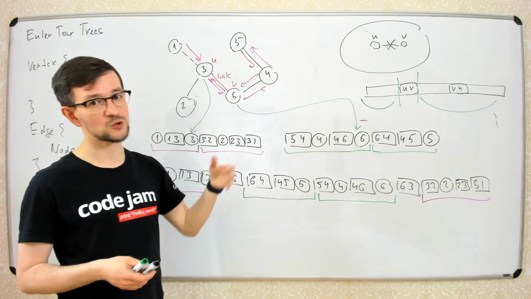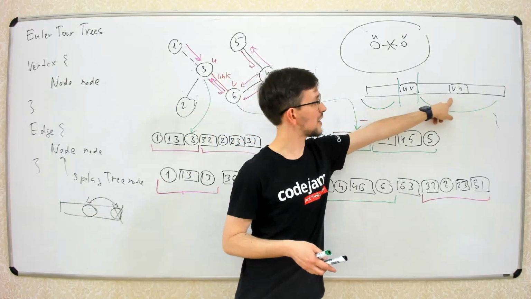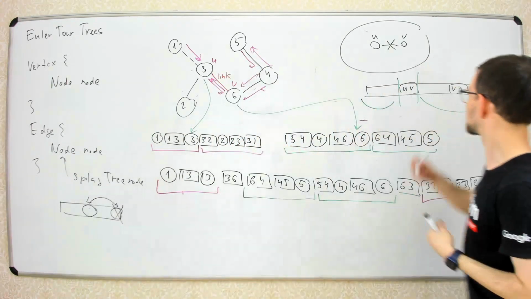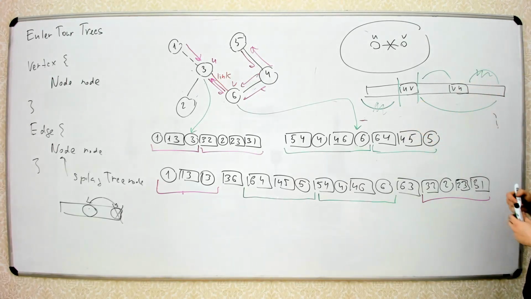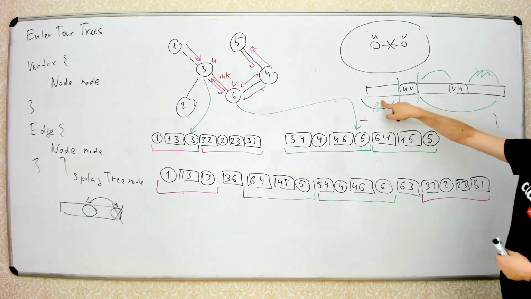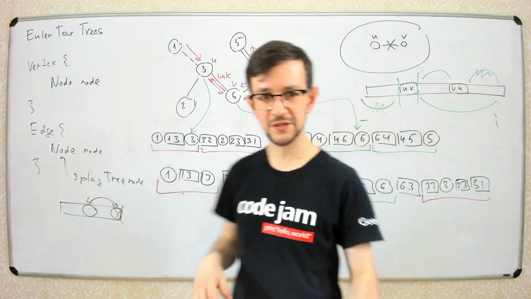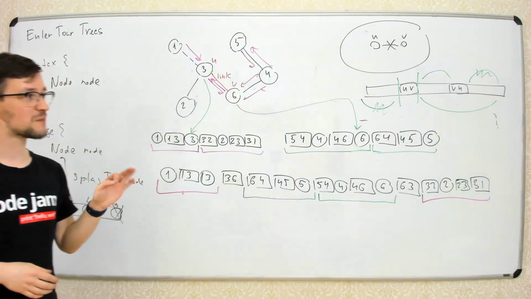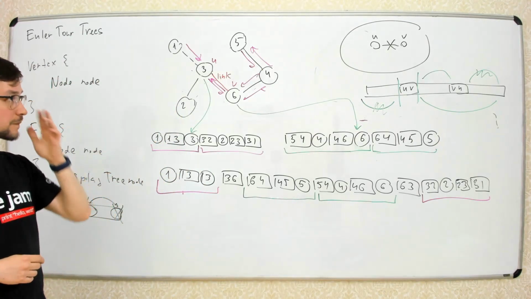Then you need to make an if statement like this. For these two cases, you need slightly different code. So if UV is in the right part, then you split this right part like this, and then combine this first and this third part. If VU is in the left part, then you do the same in the left part. So that's the most tricky part of this implementation, but all the other implementation is very simple.